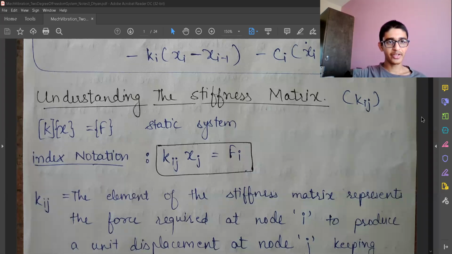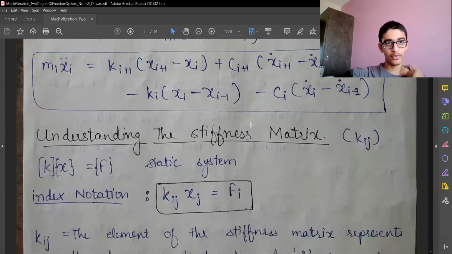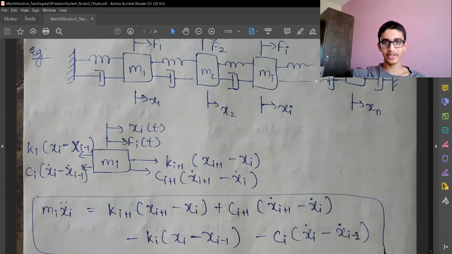So in the earlier video, we have seen the things which were related to the stiffness matrix. Now the general equation of motion for a multi-degree of freedom system. So we have written one of the equations. If there are n masses or n degrees of freedom in general, we'll have n equations of motion. So there will be multiple stiffnesses, multiple springs, multiple dampers, multiple masses.